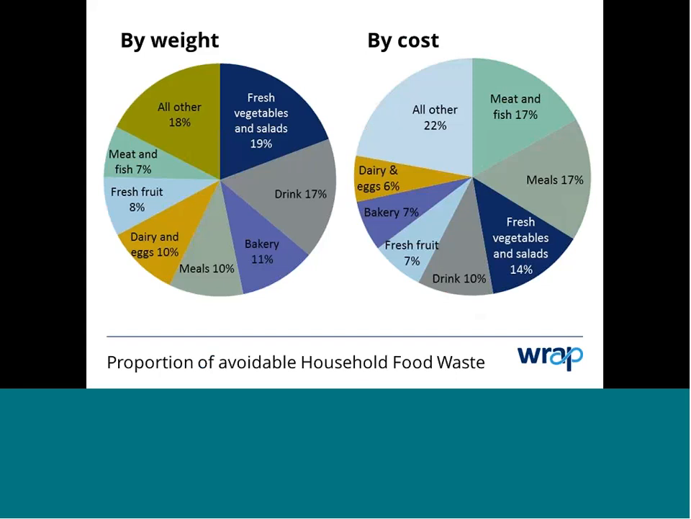So looking at avoidable household food waste, in terms of both weight and cost and the proportions from different categories, you will see from this slide which might be our priority categories. So for example, fresh produce, dairy, meat, fish and poultry, and also bakery.